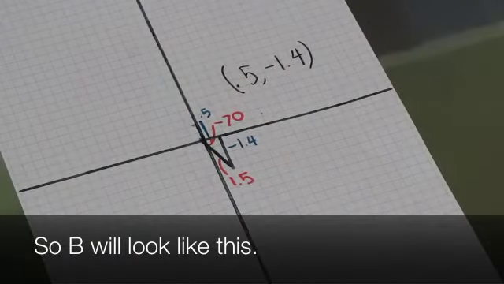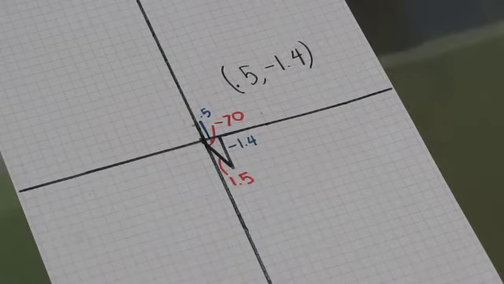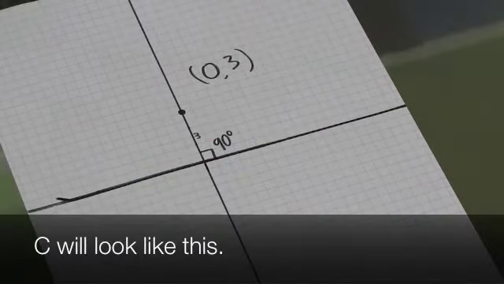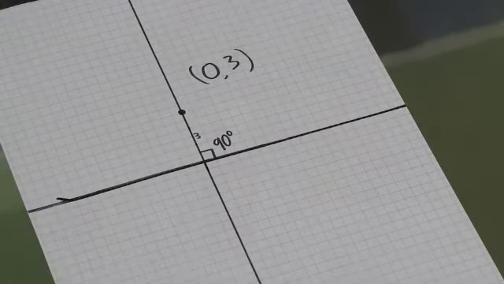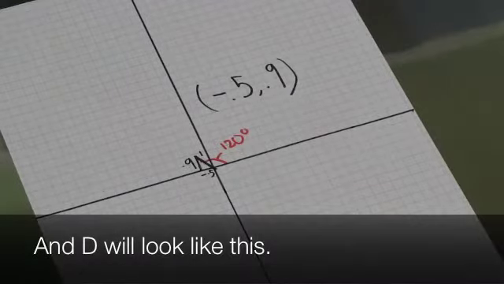So B will look like this. C will look like this. And D will look like this.